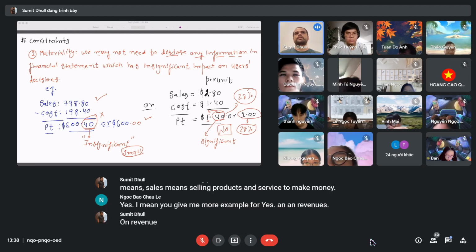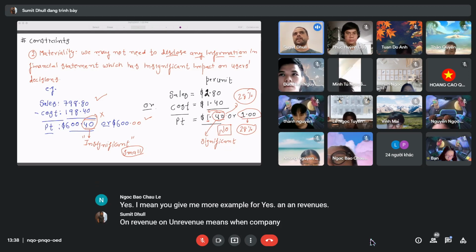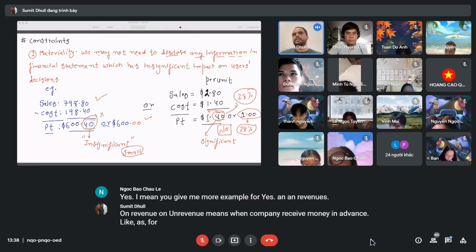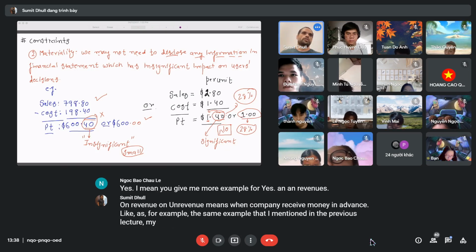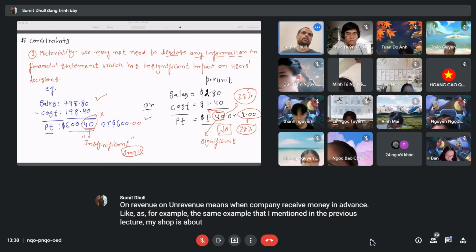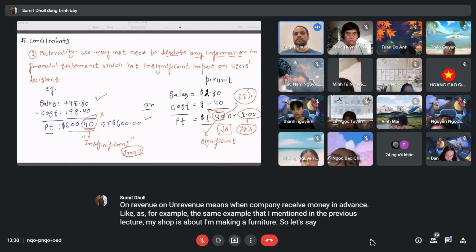Unearned revenue means when company receives money in advance. Like for example, the same example that I mentioned in the previous lecture. My shop is about, I'm making furniture. So let's say I am making a table, chair, and everything.